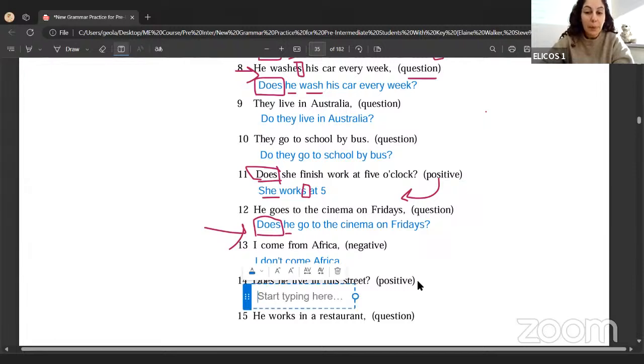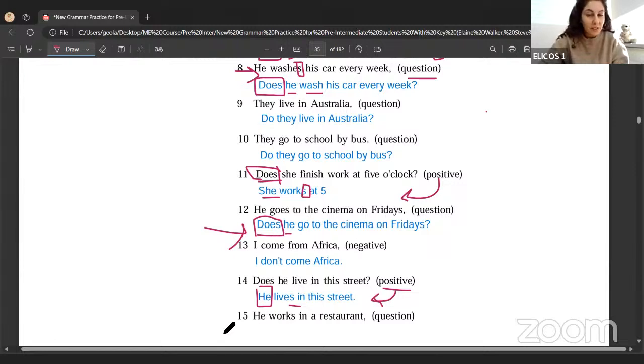So we want to make it a positive. Remember, a positive starts with the subject. So he lives in this street. True information. Okay, so remember, positive means true, like you're starting your sentence with a subject. And because it's he, we need to put the S to the verb. So he lives in this street.